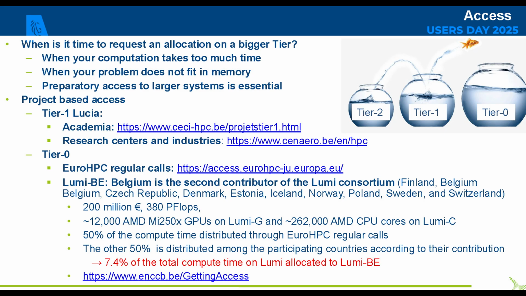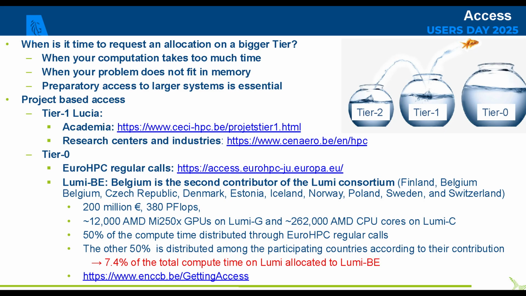For tier 0, well, Stefan already introduced that a couple of hours ago, but you have the EuroHPC regular calls, so I put the link here. These are highly competitive proposals, so you need your code to be extremely ready, and you have to demonstrate that in your proposal. And of course this allows you to access all the supercomputers available in Europe. And here in Belgium, I think we are quite lucky to have access to the LUMI-BE share, because Belgium is the second contributor to the LUMI consortium.